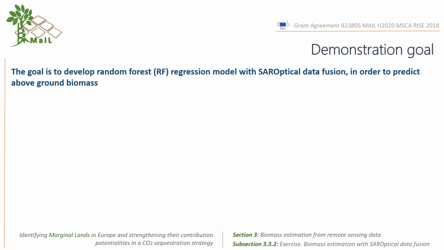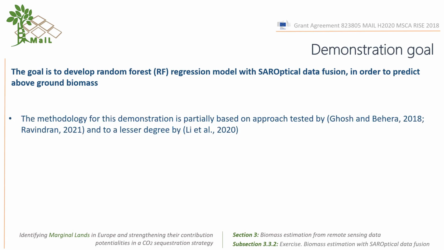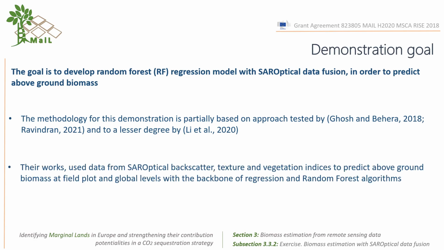For such a task, there is the need to choose a methodology that is backed by literature to establish the resulting model's credibility in the scientific community. The methodology for this demonstration is partially based on the approach tested by Ghosh and Behera and Ravindran, and to a lesser extent by Lai. Their works used data from SAR, optical backscatter, texture, and vegetation indices to predict above-ground biomass at field plot and global levels with the backbone of regression and random forest algorithms.